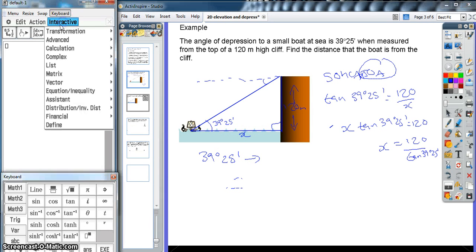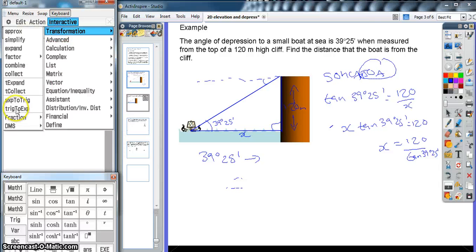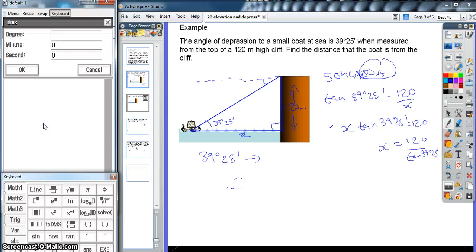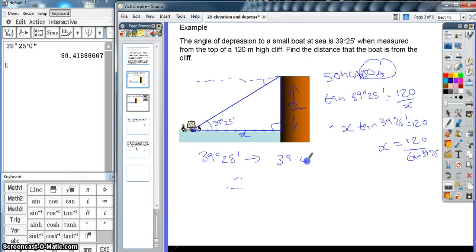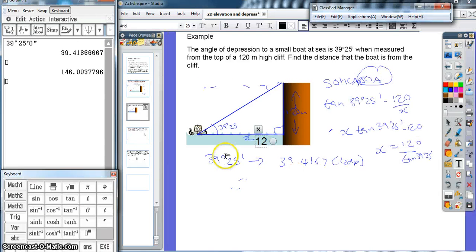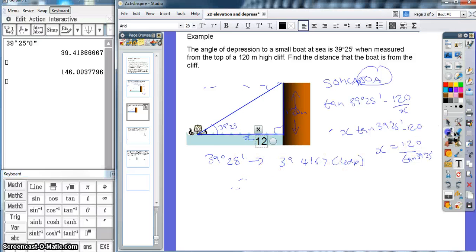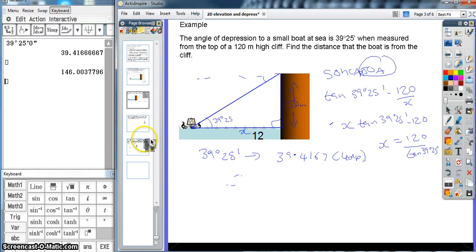So I can do that in the interactive transformation DMS, degrees, minutes, seconds bit. So I've got 39 degrees and 25 minutes, no seconds. 39.416. Now I'll go to 4 decimal places, so looking at the next one, I would have to round up. So this is 39.4167. 4 decimal places is good for working out, and then you can give any final answers to 2 decimal places. Okay, so we've got our 39.4167.